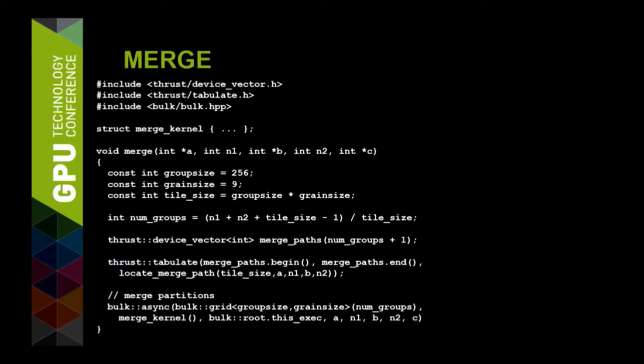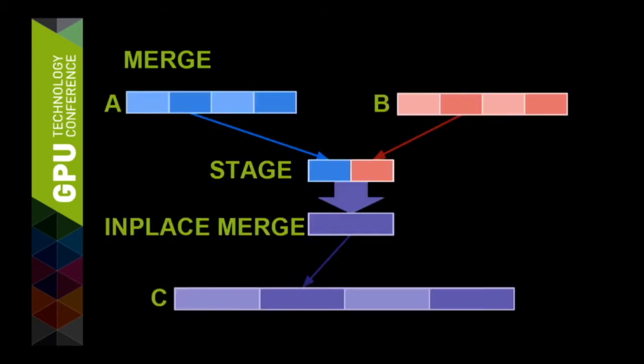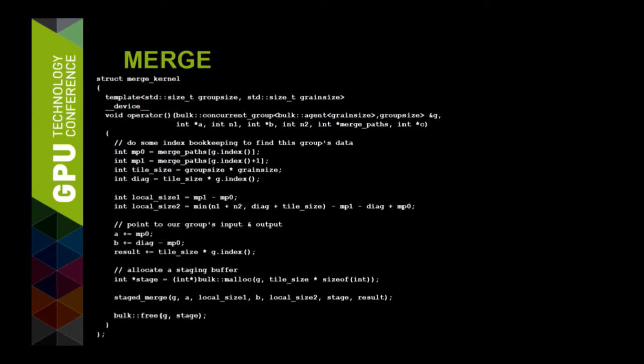So let's take a look at what the merge kernel looks like. Most of this code is just index bookkeeping to locate the input data, and that's not really that interesting to us. It just happens to take up most of the code. But dive down to the bottom there, and you can see that the staging part, where we bring each of these tiles into a shared memory stage and then merge, is implemented by just using a bulk malloc to allocate the stage. Then we call this staged merge function, which I'll talk about on the next slide. We pass pointers to the two tiles in the input so that they can be merged within shared memory. And then finally we free the shared memory stage at the bottom.